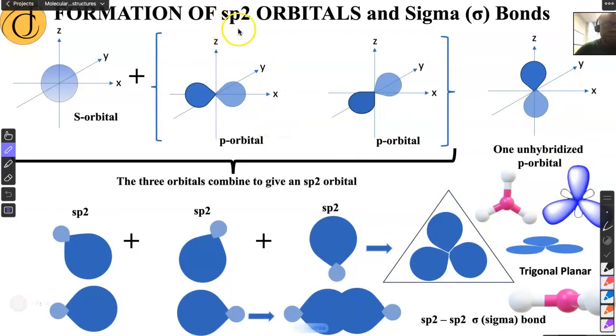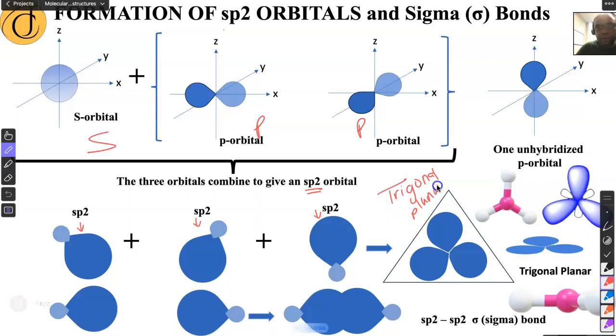Okay, and then for sp2, the formation of sp2, you will need 1 s and 2 p's. When they combine, they will give you what we call sp2. If you take 3 of them, this shows 3 sets of sp2s. When they are combined, they give you a group of hybrid orbitals that fit in a triangle. So the molecular shape is trigonal planar.